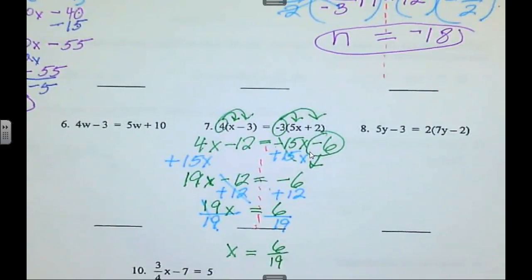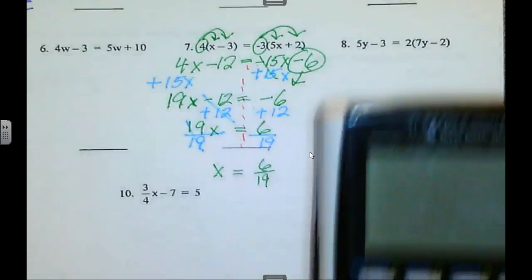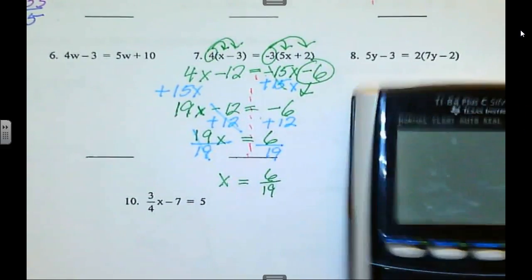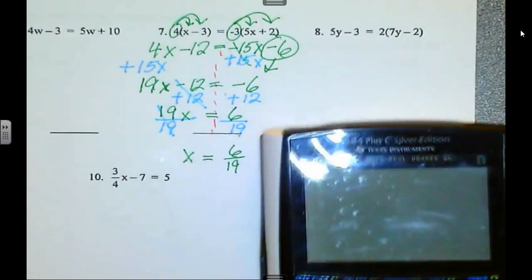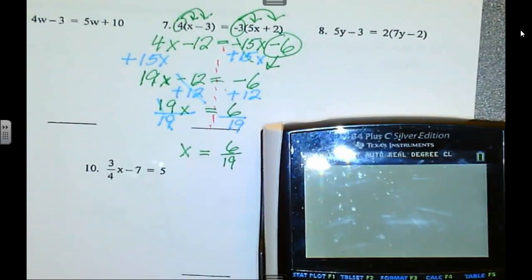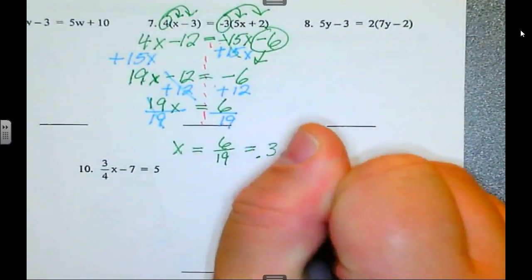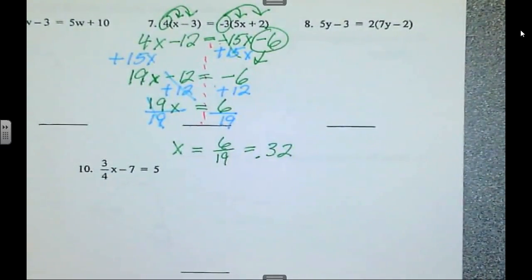If you want to put it in decimal form, by all means, go ahead. Use your calculators. That's right. 0.32. So that's using the distributive property on both sides of the equation. It's 1.9, I believe.